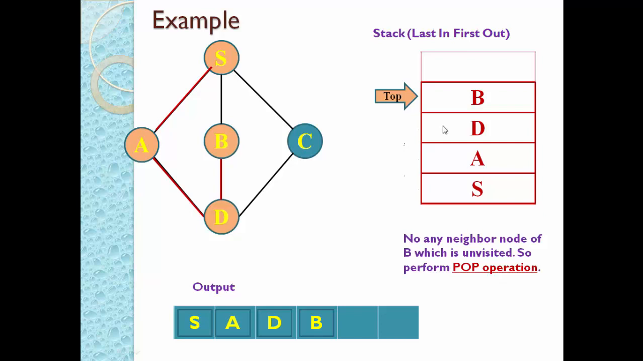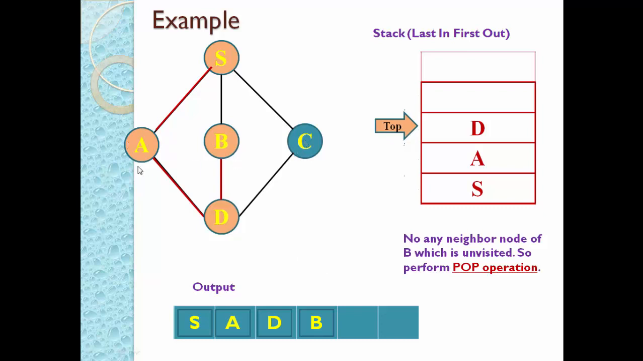When we perform the pop operation, it is last in first out, which means that the last element of the stack will be removed. So the last element of the stack is B, so B will be removed from the stack. Our top will be decreased by 1 and B will be removed from the stack. Now the top of the stack is D, so we have to explore D again. We have to identify whether any neighbor node is still available which is not visited. So D has 3 neighbor nodes, one is A, the second one is B and the third one is C.